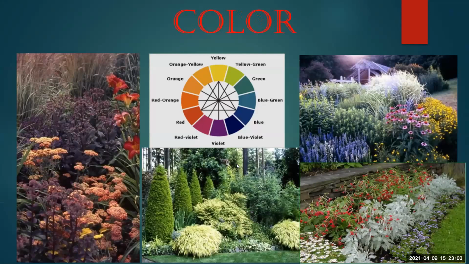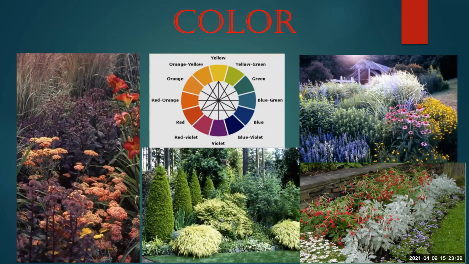And then we come to color, and color is the pop. It's the thing that really draws the eye. A lot of times it's the focal point of the garden. And the color, you have the yellow, the red, and the blue, which are your primary colors. And then when you add red and yellow together, you get orange. And when you do yellow and blue, you get green. And when you do red and blue, you get your purple. And those are your secondary colors.